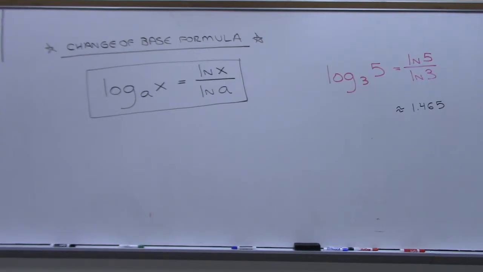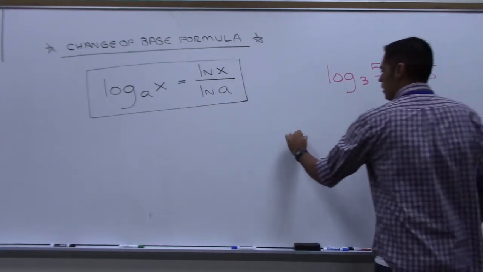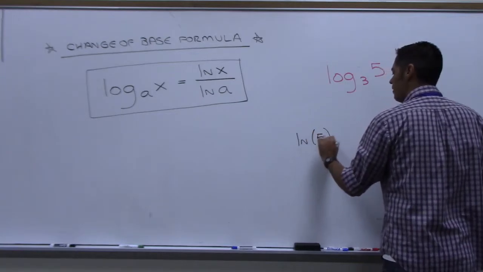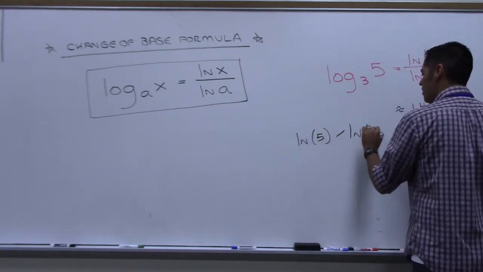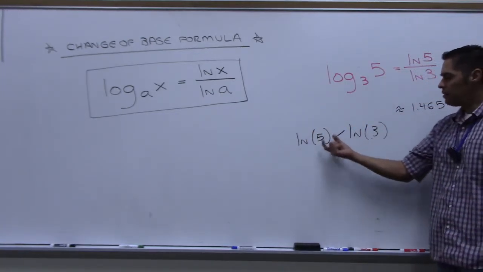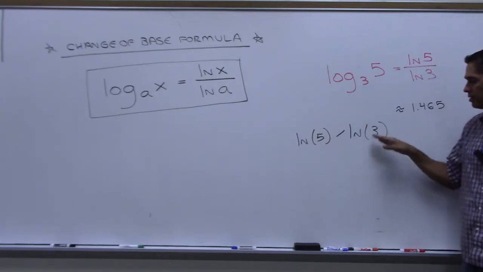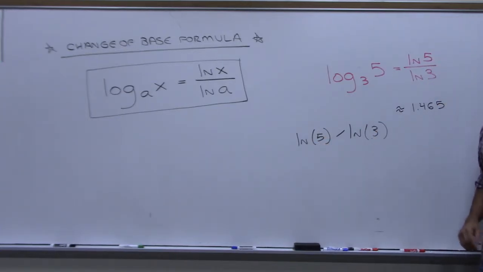I just didn't know if the parentheses like. That's very important because when you type in on your calculator, natural log parentheses 5 divided by natural log parentheses 3, this 5 belongs to that natural log, this 3 belongs to that natural log. The division separates them. So everyone got that okay?